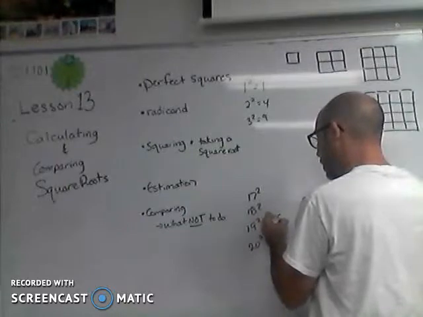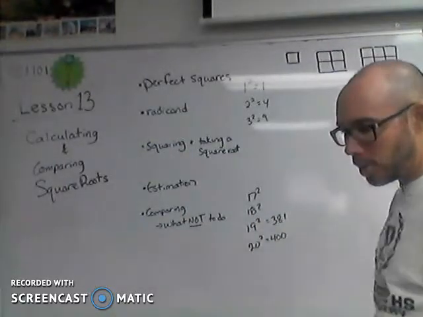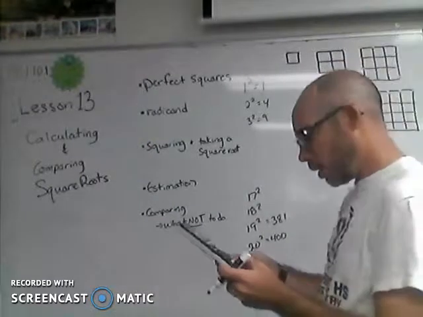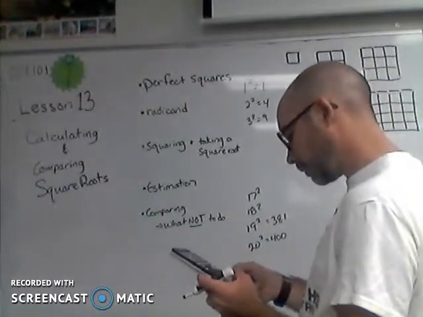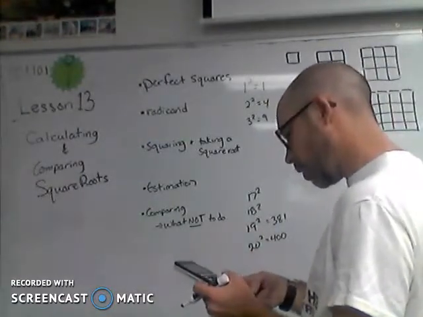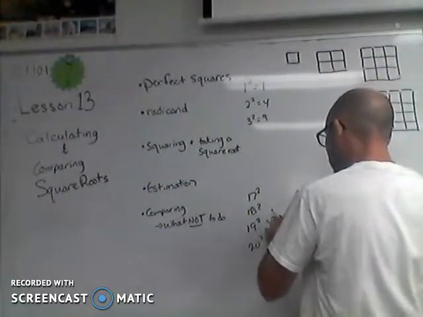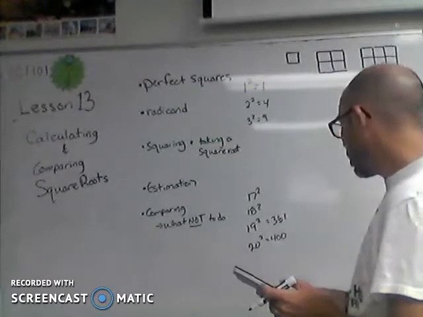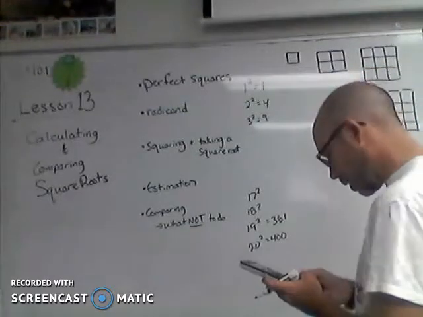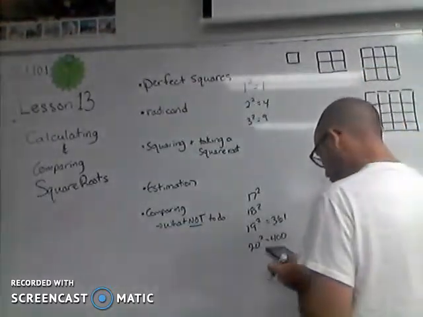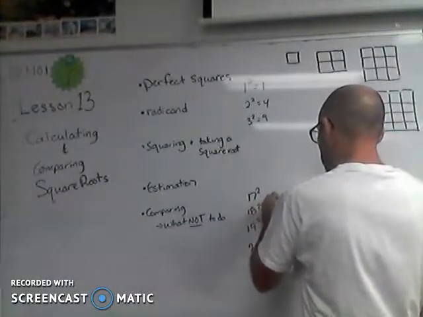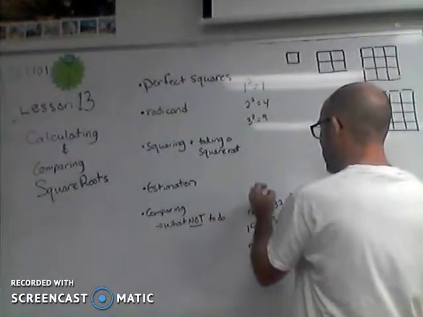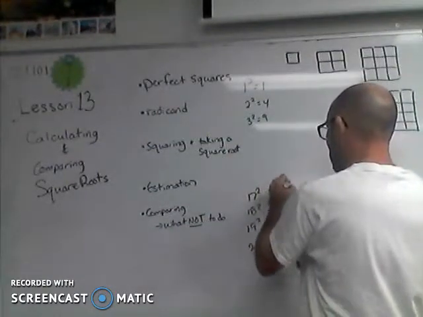This one equals, I think that's right, 381? Double check that. That feels right, doesn't it? 19 squared. Nope, 361. 18 squared is 324. 17 squared is 289. I should just be using my mental math at this point.